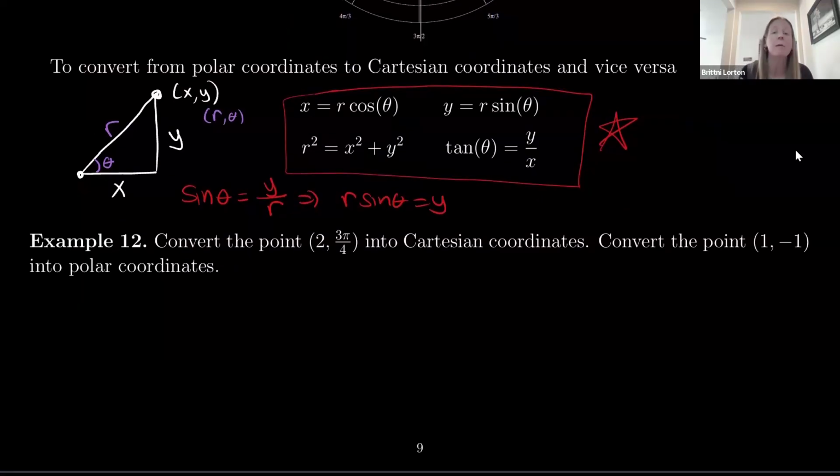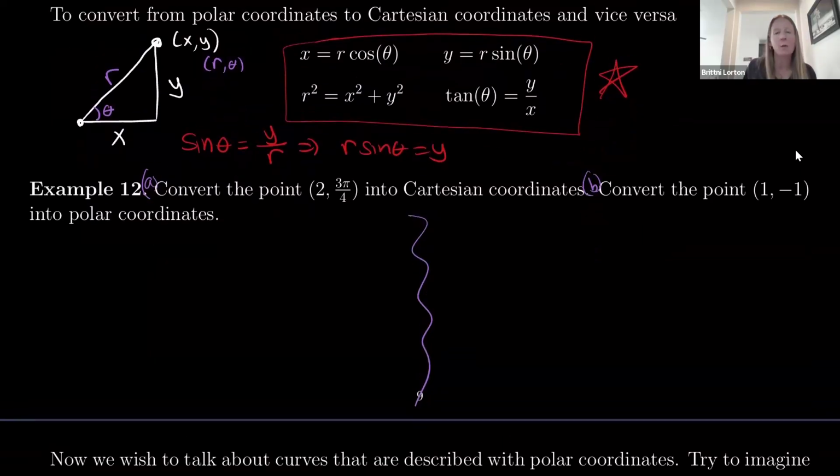Convert the point 2 comma 3 pi fourths into Cartesian coordinates, and then convert the point 1 comma negative 1 into polar coordinates. So this is a two-parter. We'll call that part A and part B, and I'm just going to break that page in half and do them one at a time.